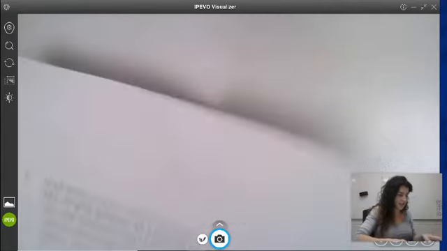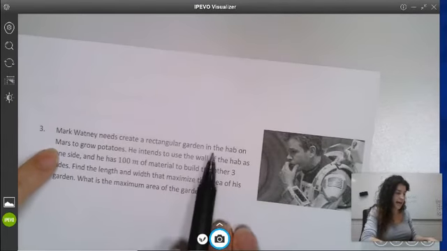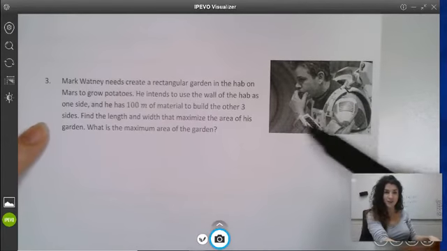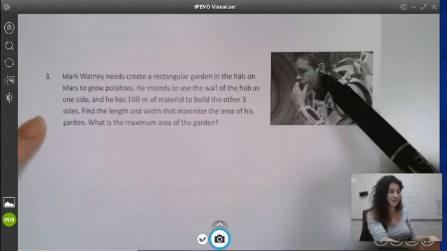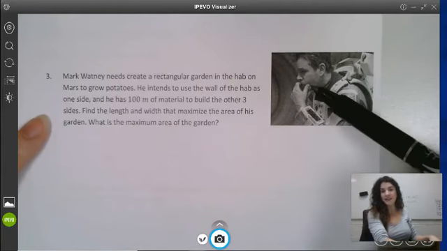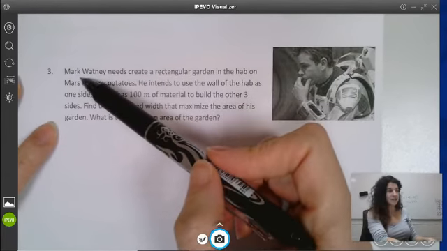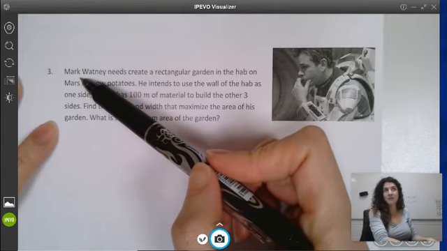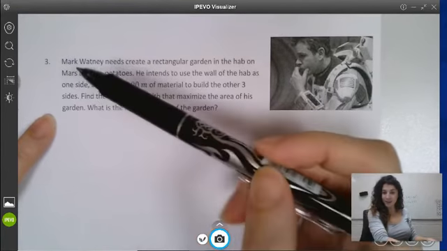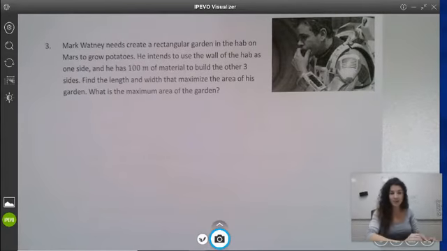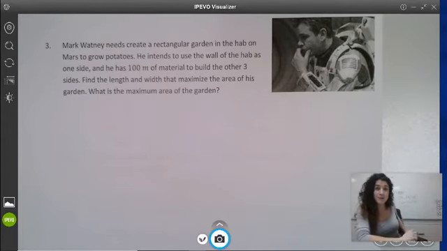Okay, last problem. Mark Watney needs to create a rectangular garden in the Hab on Mars to grow potatoes. For those of you not familiar, this is The Martian. If you still don't know, take a look. It was originally a book, and then they made a movie out of it. But it's a scientist who's stranded on Mars, and he has to kind of figure his way out and build things and use his engineering and his brain in order to make Mars habitable for himself.